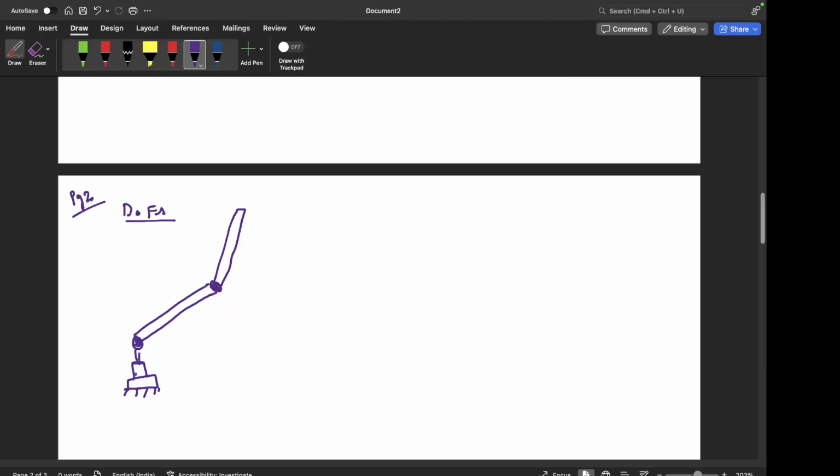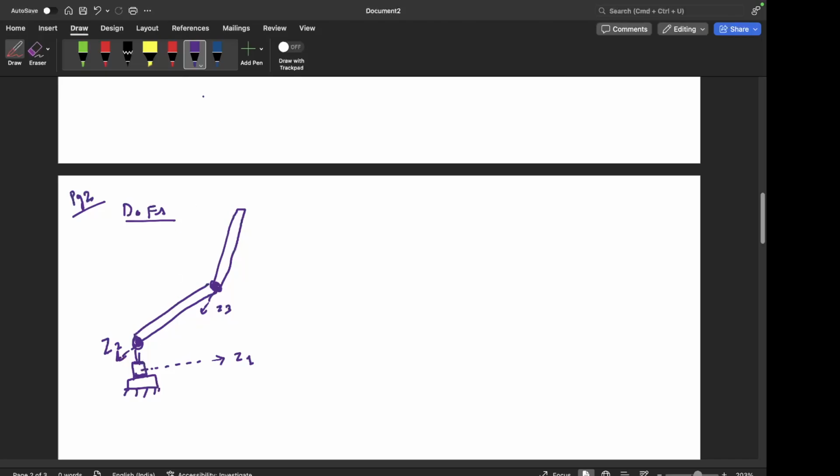And this is the third joint's axis, right? So the axes of these two come out of the plane. So this is Z2, this is Z3, and the axis of this remains in the plane, Z1.